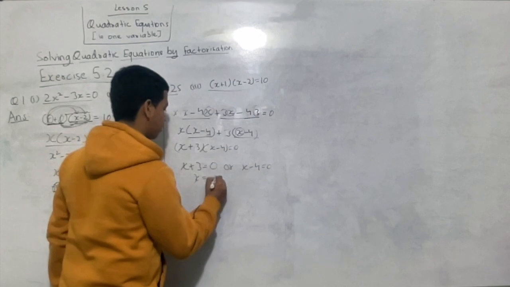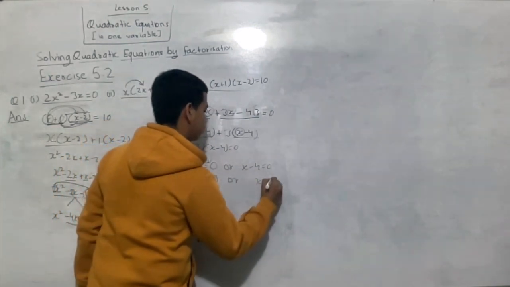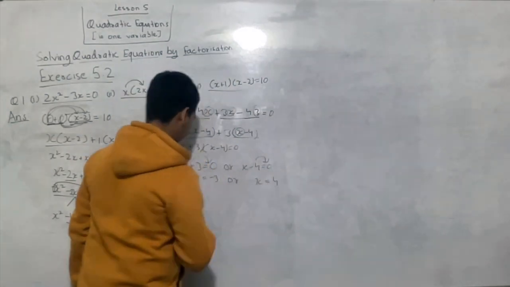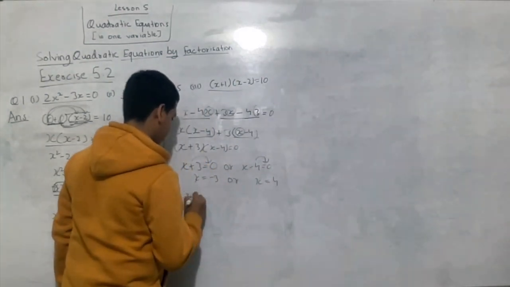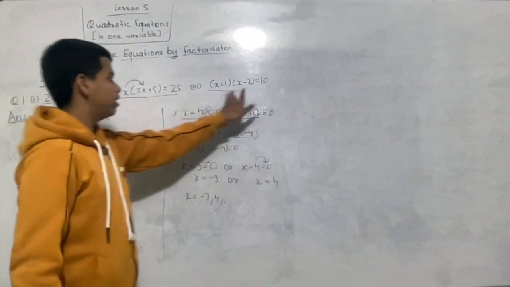We get x is equal to minus 3 taking this to the other side, and we get, or x is equal to 4 when we take this to the other side. That's it. We got the solutions. x is equal to minus 3, 4. These two are the solutions of this equation.